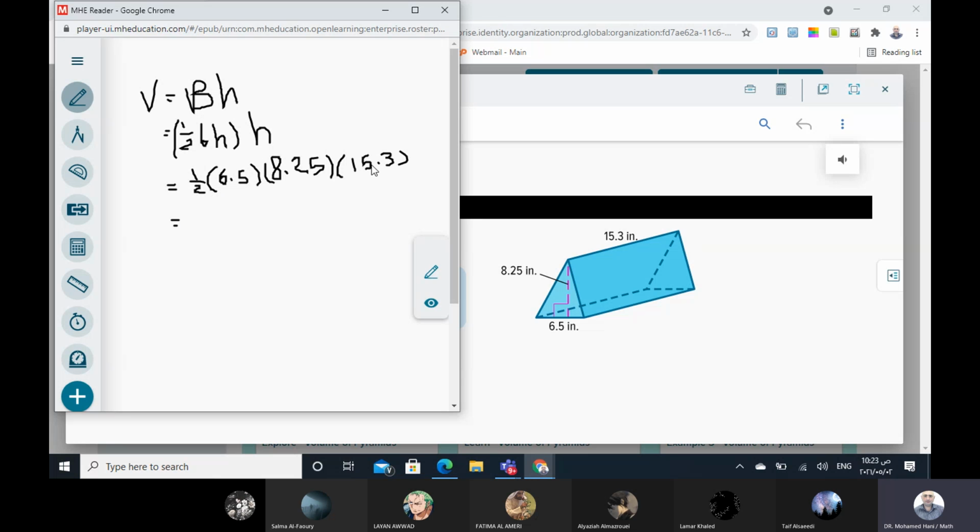So to do this operation, the product here multiplied by the numerator means 6.5 times 8.25 times 15.3, and all divided by the denominator, divided by 2.